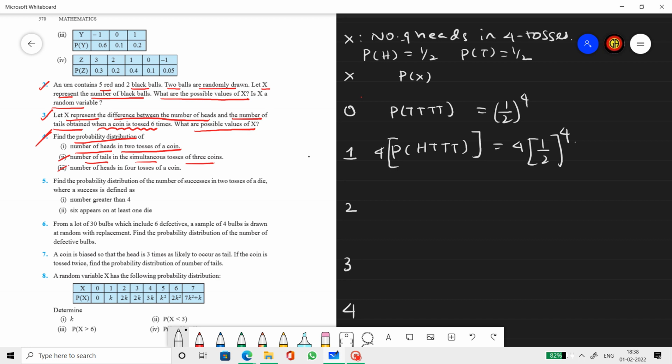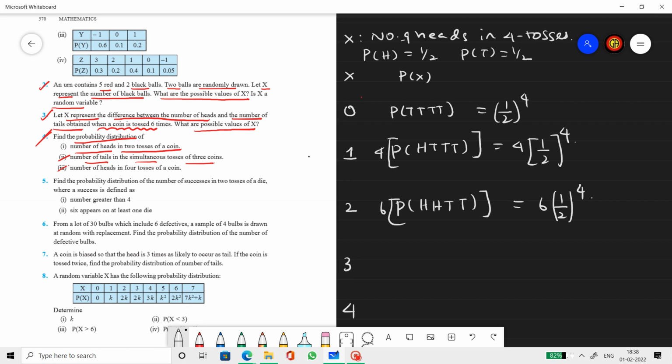Now when X is equal to 2, that means 2 heads and the remaining 2 are tails. So P of head, head, tail, tail. And there will be 6 arrangements to this. So this will be 6 times 1 by 2 to the power of 4.